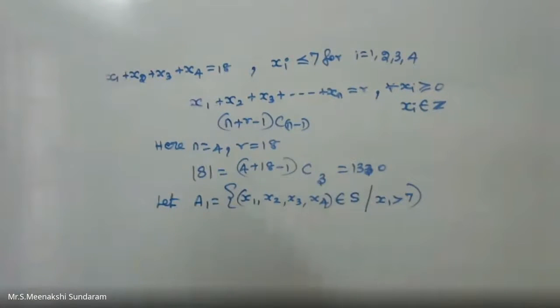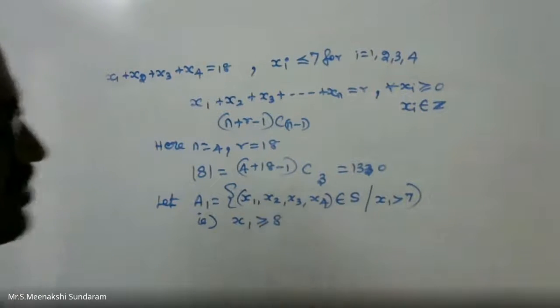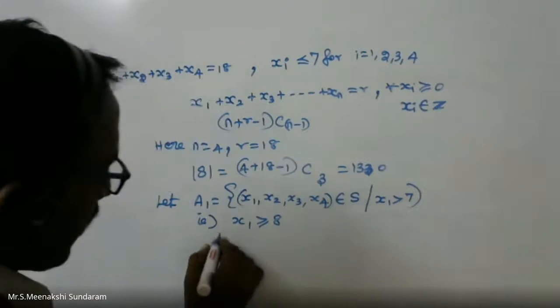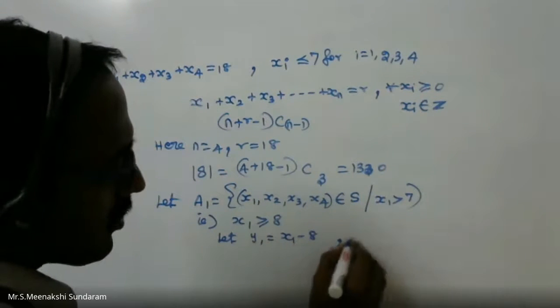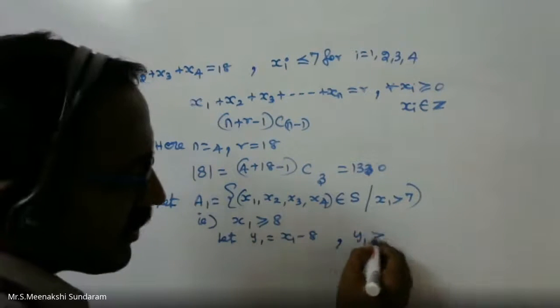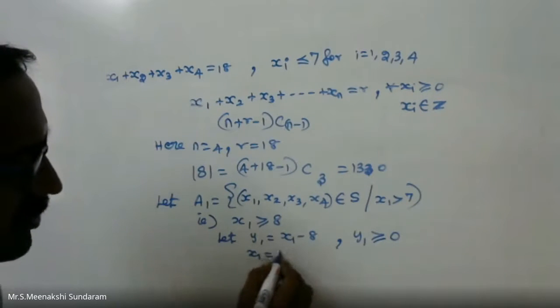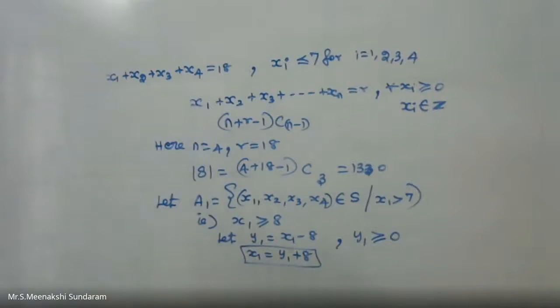I need to convert this to greater than or equal to 0 for it to be possible. So what does this mean? x1 is greater than or equal to 8. x1 greater than 7 means x1 is greater than or equal to 8. So now let y1 equal x1 minus 8. What will the value of y1 be? It is greater than or equal to 8, and subtracting 8 converts it to greater than or equal to 0. Are we clear? So instead of x1, I take y1 plus 8.